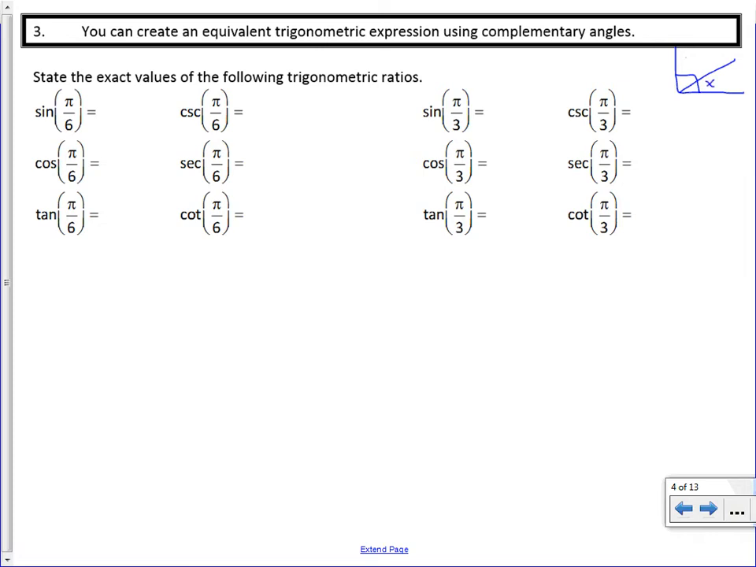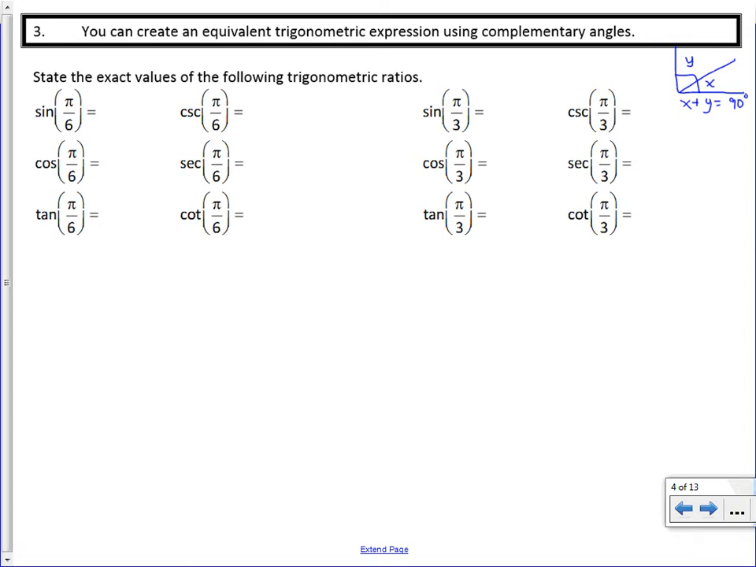What would be the rule in grade 9 if you saw something like this? x plus y equals 90. Complementary angles add to 90 degrees. In radians, that means complementary angles add to pi over 2.